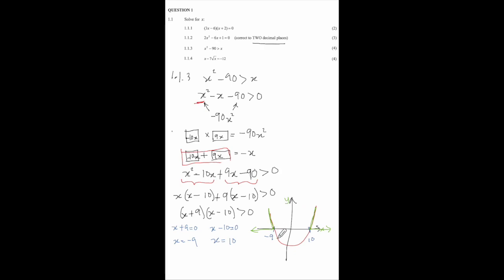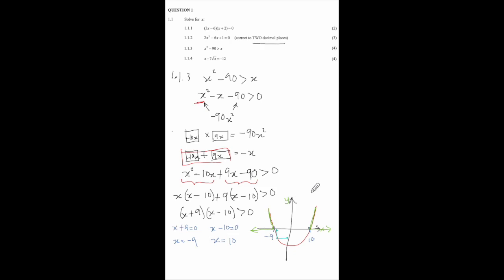So at this point of the curve, the x value will be here, but the y value will be negative. It's below the x-axis. So any point on this part of the curve would give me values of y that are less than 0, but I need greater than 0. So I need these parts of the graph that are above the x-axis. That's why I take this range of values and that range of values.